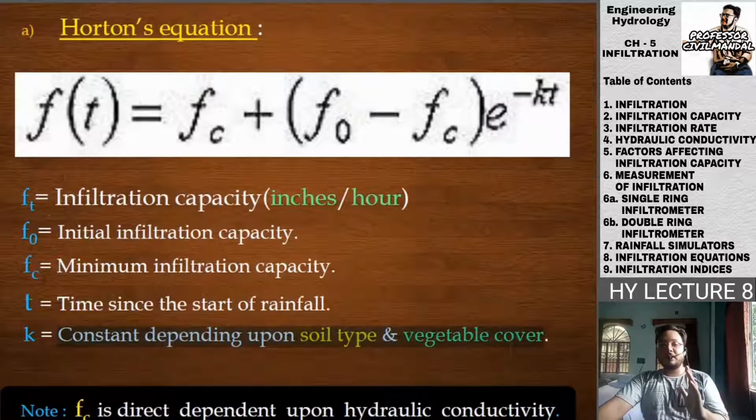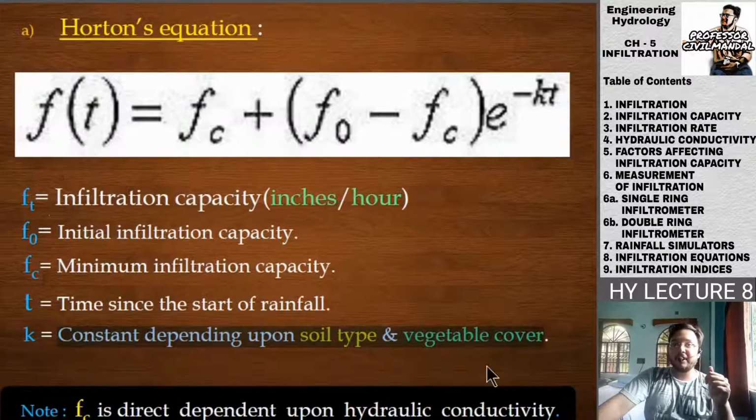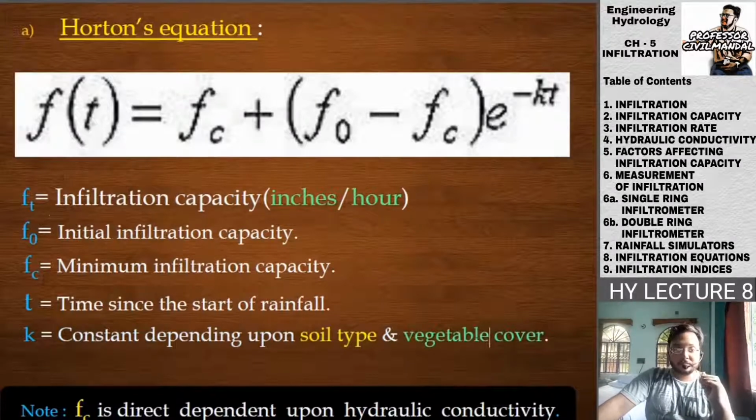So you can see that we are also depending upon the soil type, the type of soil that is being used and on which we are doing the study, or the type of soil that is available in that particular place, and also the vegetable cover that is there on that particular soil. So these two factors are also included, and these are dependent on this constant k.